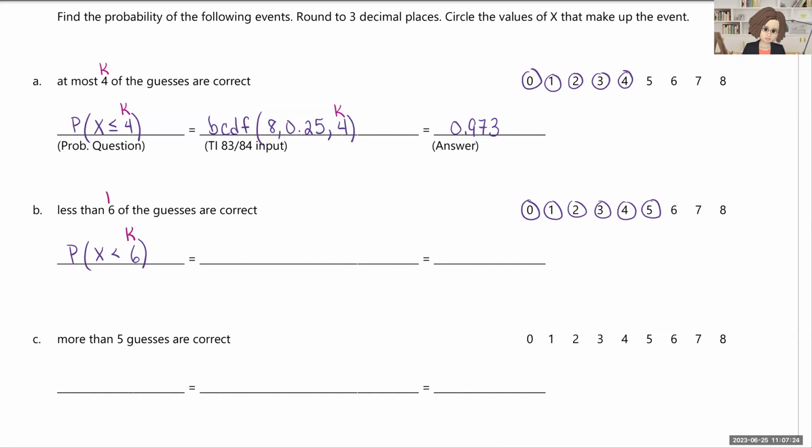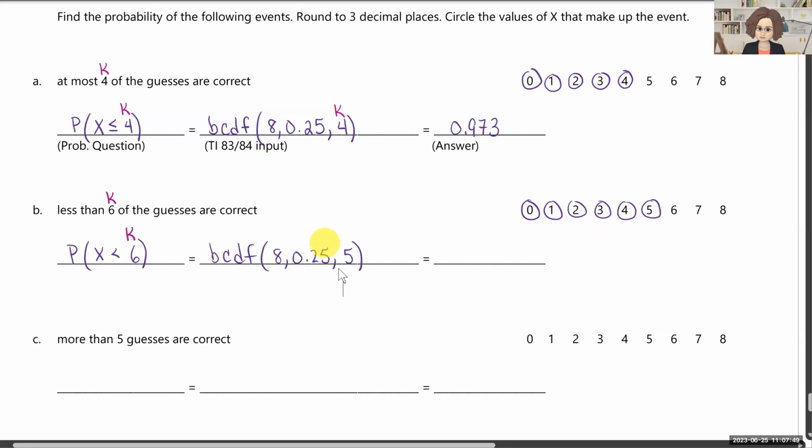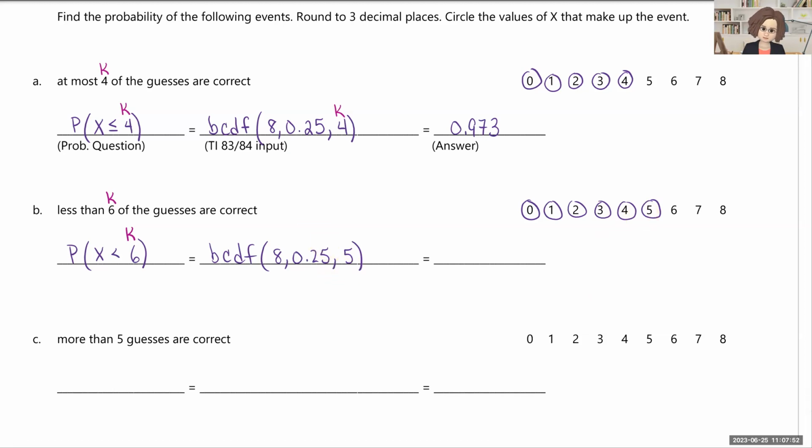So it won't be 6 when we get to our binomial CDF. So again, if you want to refer back to the rules, when the probability is that X is less than a value K, we can use binomial CDF. We just have to remember that we don't put in that value of K, we do K minus 1. So we're ending at 5. All right, so that value that we're putting in is K minus 1.